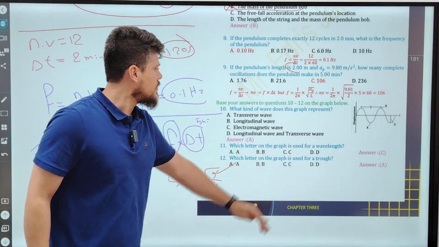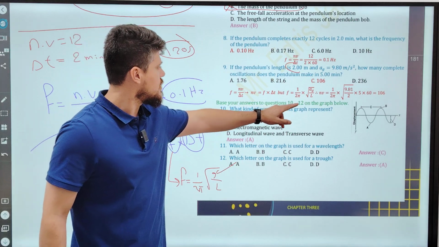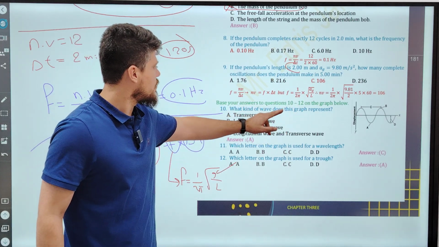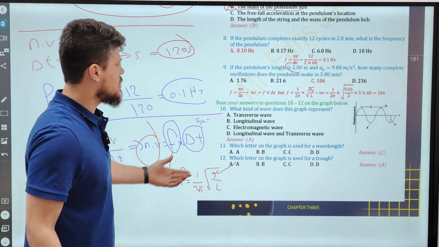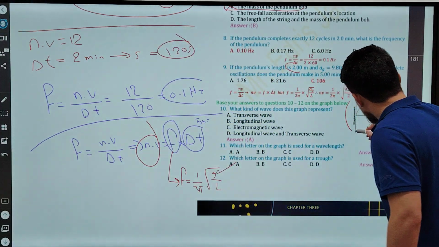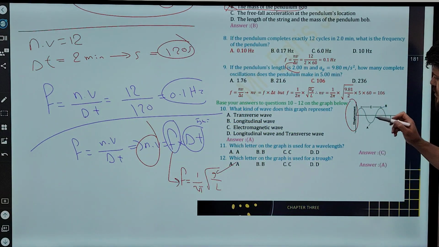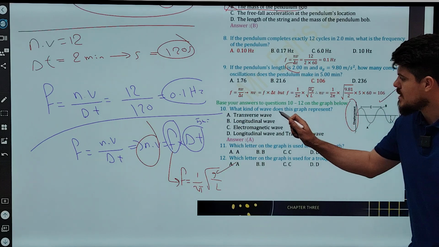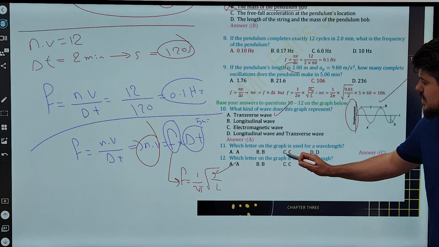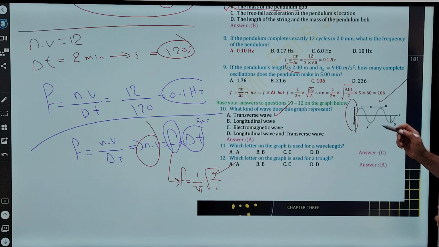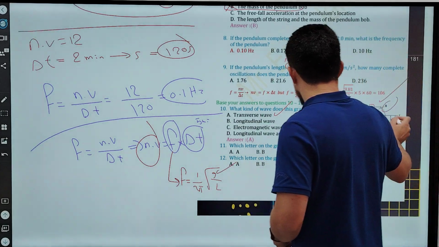Base your answer on question 10 till question 12. What kind of wave does this graph represent? This is displacement. If you see the displacement here, the type of this wave is a transverse wave. A is a transverse wave. C is the wavelength. A is the trough, B is the crest, D is the amplitude.